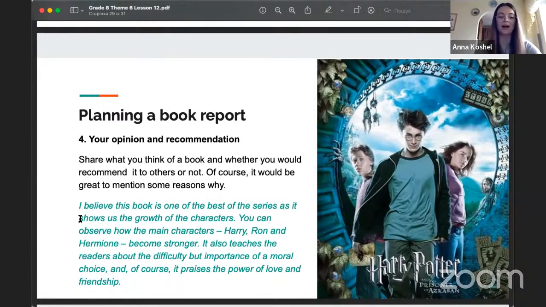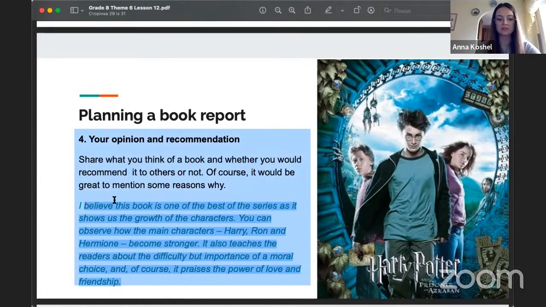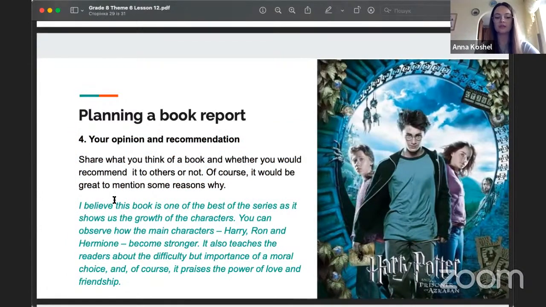For example, I believe this book is one of the best of the series as it shows us the growth of the characters. You can observe how the main characters, Harry, Ron, and Hermione, become stronger. It also teaches the readers about the difficulty but importance of a moral choice, and of course, it praises the power of love and friendship. So, your opinion and recommendation. As you can see, you can start with the phrases such as, I believe, in my opinion, I think. So when you talk about your idea.